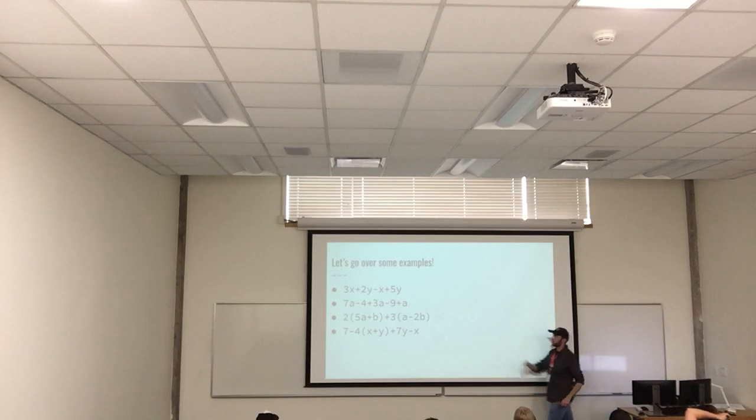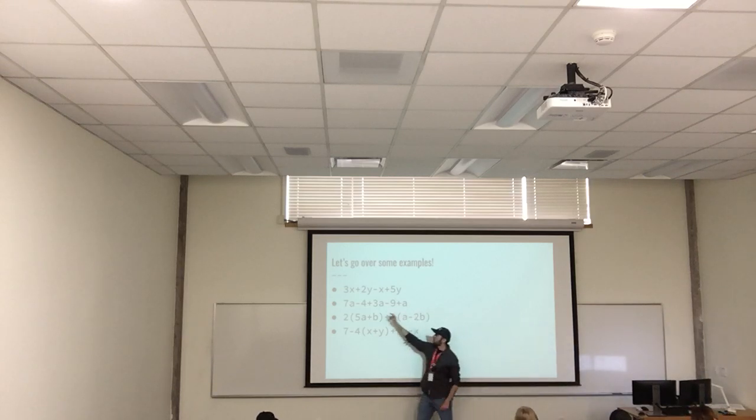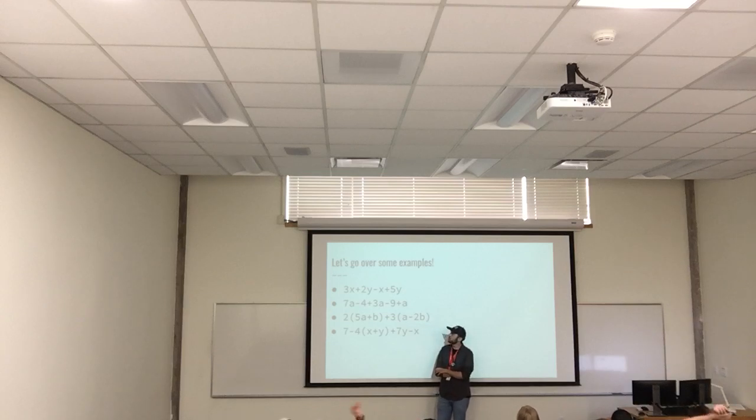We've got a few here. We'll focus on the first one up top. So we have 3x plus 2y minus x plus 5y. What can we combine? You can do 3x minus x, which is 2x, and then 2y plus 5y, so you now have 7y.